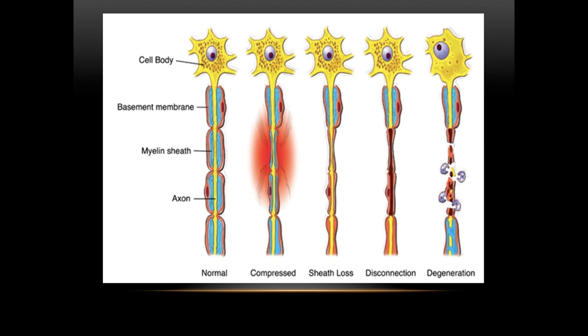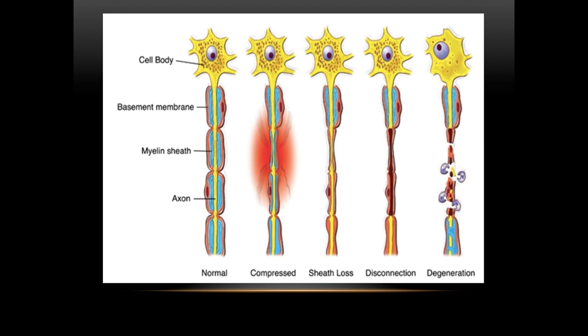Some people have what they call focal compression, and this can be caused by trauma. It could be caused by repetitive stress. Sometimes we can have compression due to post-surgical problems. And these are more your focal mononeuropathy type issues.